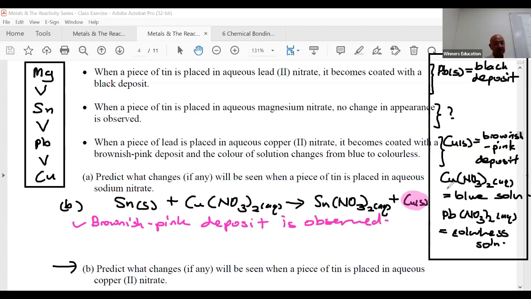What else? Very good, because we know the solution changes from what color? Blue to colorless. We know this is blue, right? Just now we saw already, right? We saw this is blue. Tin nitrate, but tin nitrate, we don't know. Where? First bullet point or first equation, where? Okay, ladies and gentlemen, this is colorless. How do we know it's colorless?